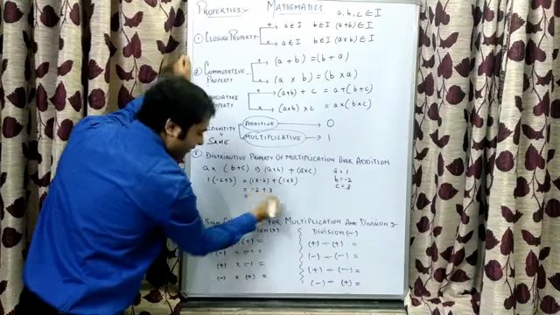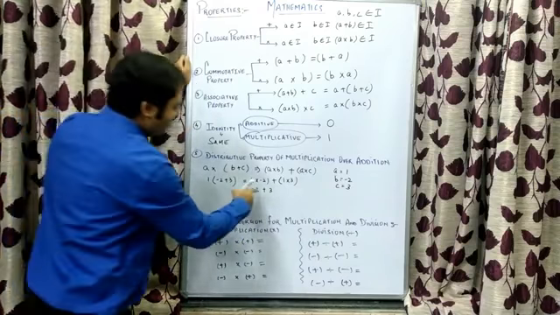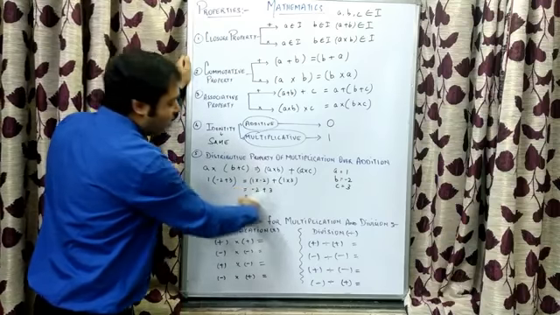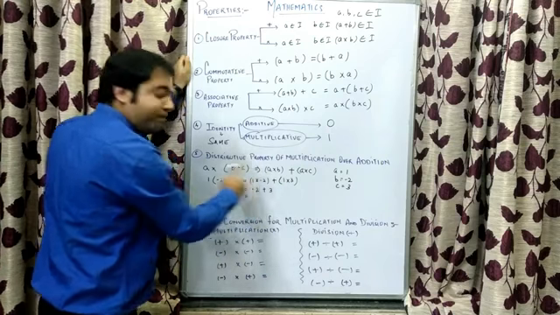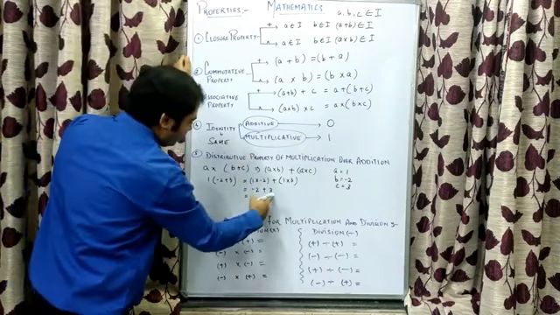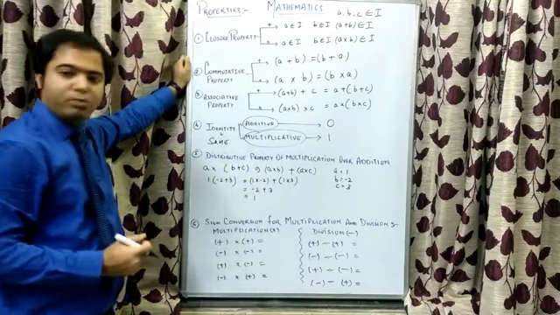When signs are different, what we do, children, is we subtract the smaller numerical value from the bigger numerical value and put the sign of the bigger integer. So 3 minus 2 will be 1. This is according to distributive law.